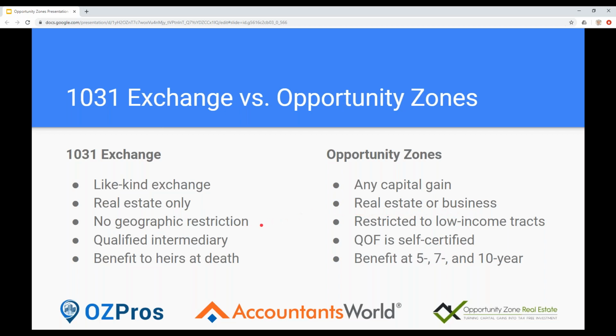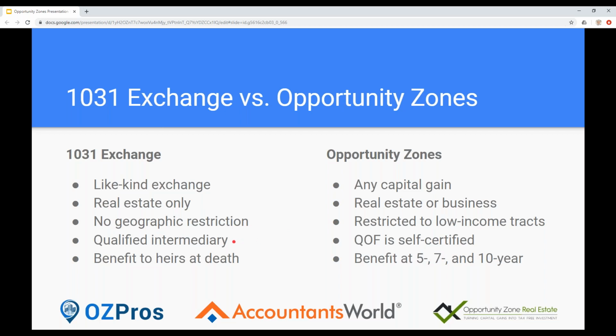Probably the biggest difference between the two is if you have a client who has experience doing 1031 exchanges, what's the number one rule in real estate? Location, location, location, right? There's no geographic restriction on 1031 exchanges. Suddenly that gets thrown out the window when you're dealing with Opportunity Zones. This is a place-based policy, and you're going to be investing primarily in low-income census tracts in these Opportunity Zones that have been designated as such. So that is a deal breaker for a lot of people, just moving away from the comfort zone with the locations that they're used to. So something to keep in mind.